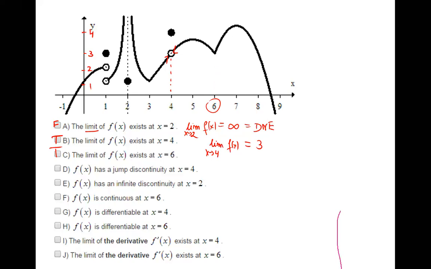Okay, question D. Function f of x has a jump discontinuity at 4. Do you think this is a jump discontinuity at 4? It's false because this is not a jump. What type of discontinuity do we have at 4? Do you remember? Yes, it's removable. That means it's not a jump, it's a removable discontinuity. Only one point is removed.